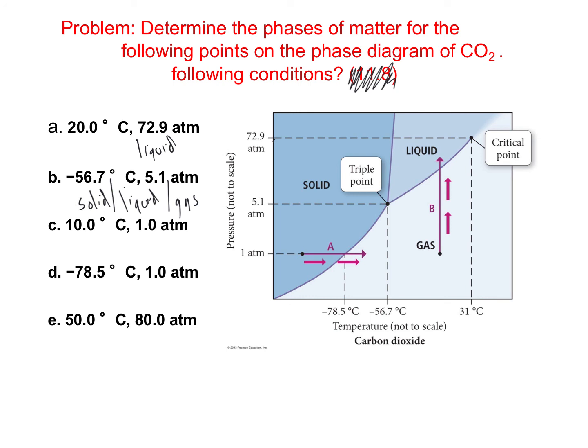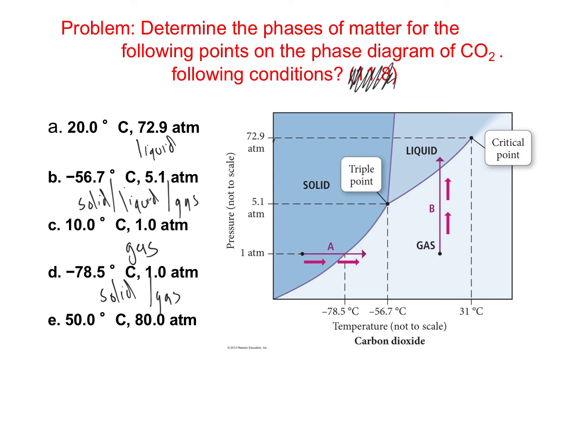Okay, 1 atmosphere and 10 degrees Celsius. So I look at my chart. So here's 1 atmosphere. This would be negative 78.5. So 10 degrees is going to be somewhere in here. So clearly, point C would be a gas. All right, negative 78.5 and 1 atmosphere. So here, again, is 1 atmosphere and negative 78.5. So we're right on the boundary between a solid and a gas. And so that corresponds to the phase changes. So we would have both a solid and a gas present.